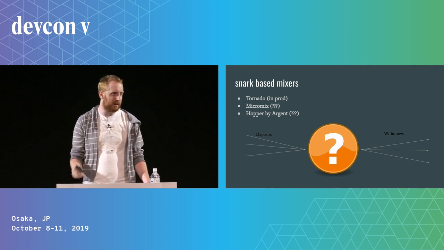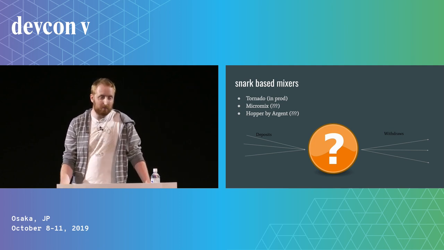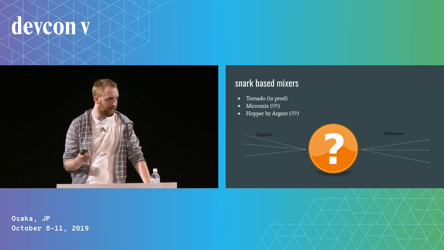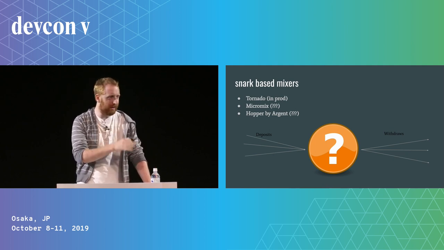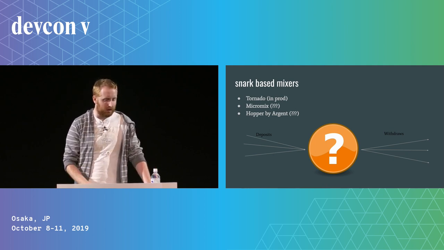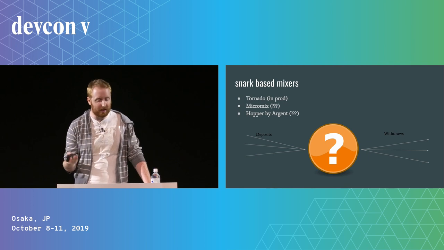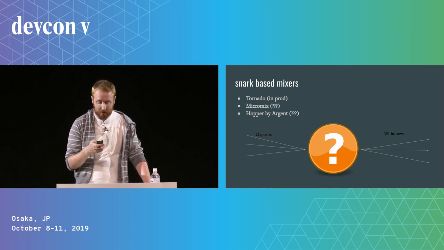There's a bunch of SNARK-based mixers at the moment, and what they do is pretty simple. You have some money, you deposit it into the mixer, and sometime later you withdraw that money, and this question mark here shows that you don't know which deposit is which withdrawal. There are three of these that I know about: Micromix, Hopper, and Tornado, which is in production.